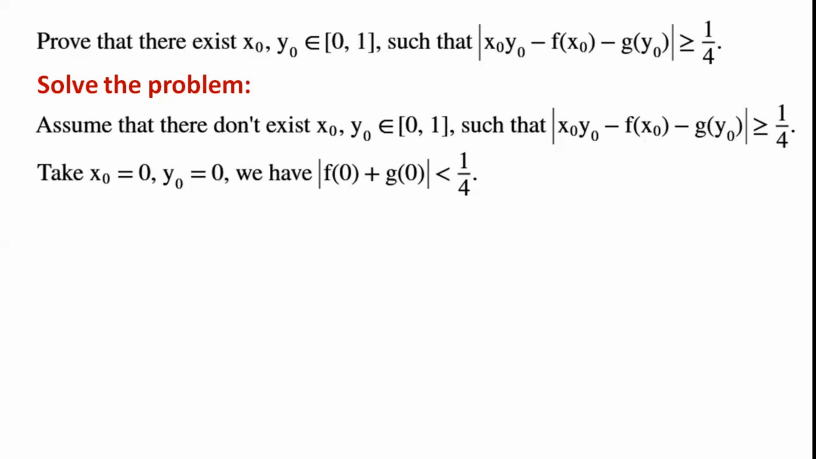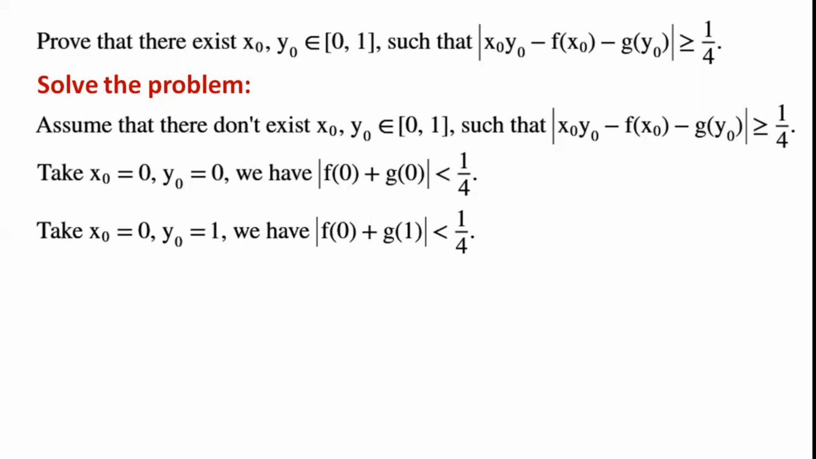Take x0 equals 0, y0 equals 0. We have the modulus of f of 0 plus g of 0 is less than a quarter. Take x0 equals 0, y0 equals 1. We have the modulus of f of 0 plus g of 1 is less than a quarter.